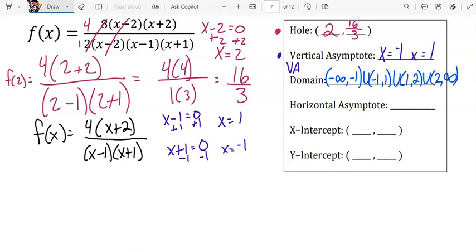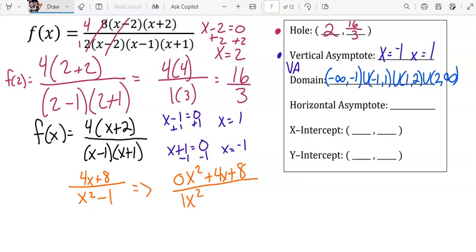For horizontal asymptotes, we find the leading term of the numerator and the denominator. Now notice they're not the same degree. You have to make them have the same degree first. So I have 0x squared plus 4x plus 8 all over 1x squared minus 1. Now they have the same degree. You divide the coefficients. y equals 0.